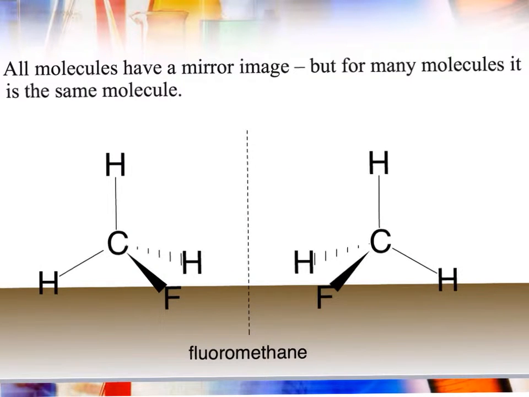All molecules have a mirror image, but in some cases the mirror image is the same molecule. Now here we have 2 examples of fluoromethane, and what I mean by this is if we compare these, it appears that we have 2 different chemical compounds. However, if we rotate these around, you will notice that this will rotate to this position, this will rotate going back, and therefore we have the fluorine coming out and the hydrogen going back in.